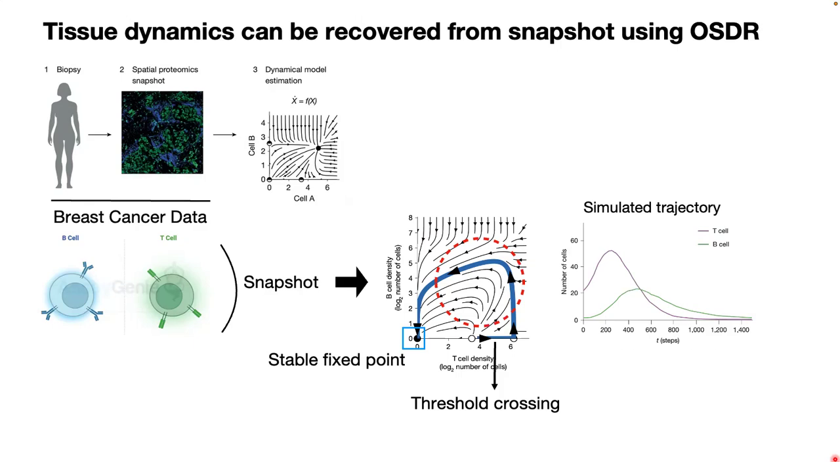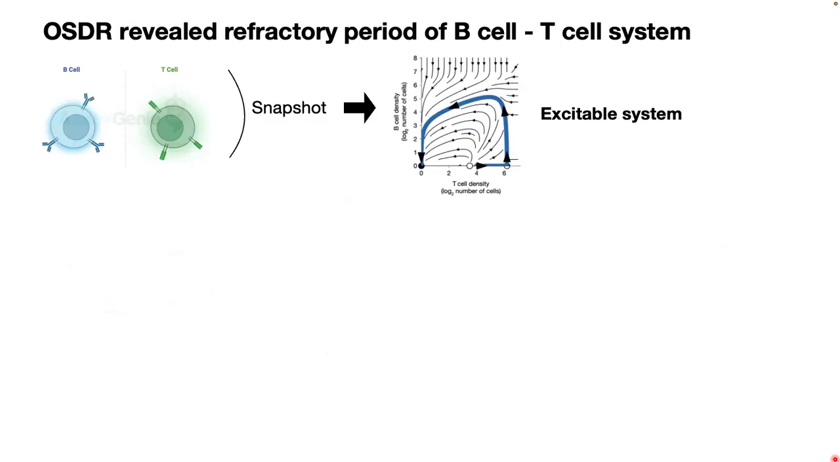And this kind of phenomenon is often termed excitability. So excitability, when you cross some threshold, the system suddenly excites to make this kind of pulse or spike. So they found out this system is some kind of excitable system.